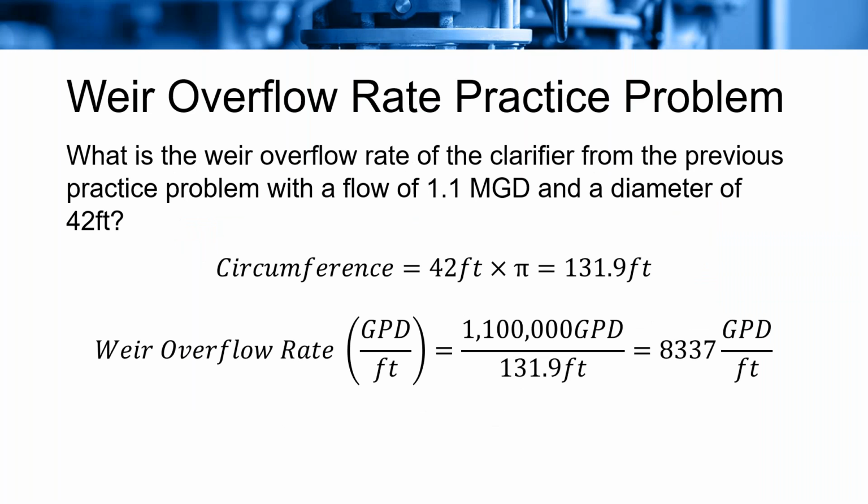Again, we had to convert our flow to gallons per day, which is 1,100,000 gallons per day. Our circumference is going to be 42 feet times pi, which results in about 131.9 feet. When we plug that into our equation, we get 8,337 gallons per day per foot. Sometimes these tests are not completely accurate, and they might round a little too far up, but 8,400 gallons per day per foot was the closest answer.